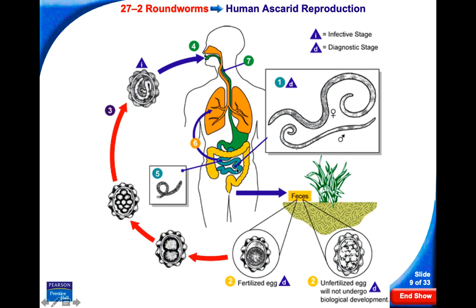The other stage is the diagnostic stage with the symbol marked here. And that happens inside the host. That's where the female worm and the male worm as adults are going to reproduce sexually and make eggs. And then these eggs will find their way to leaving the host. And again, the method depends on the type of roundworm we're talking about. In this case, the eggs are leaving in the feces of the human, but different roundworms have different ways of getting their eggs to leave the host, and that would be considered the diagnostic stage.